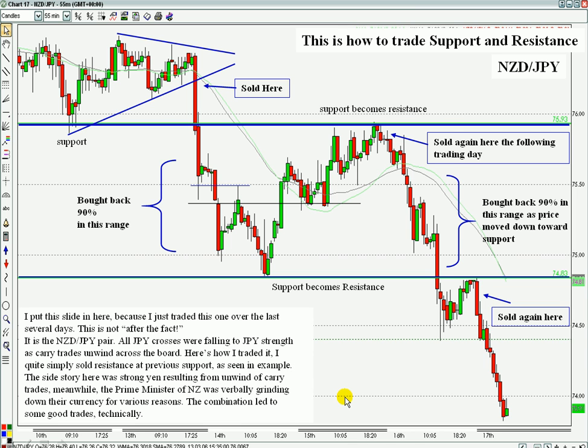Let's just walk through the scenario. Let me give you a bit of the background. You may see that this is a fairly unique cross. It's the Kiwi Yen cross.